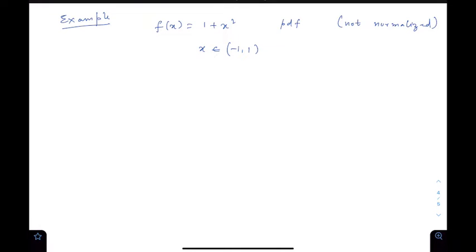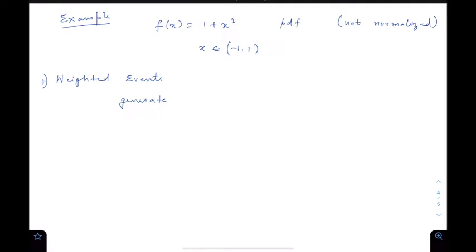Now, first of all, if we look at the weighted events, and this is quite trivial, we generate x_i as a random number between -1 and 1 and assign it weight w_i equals 1 plus x_i squared.